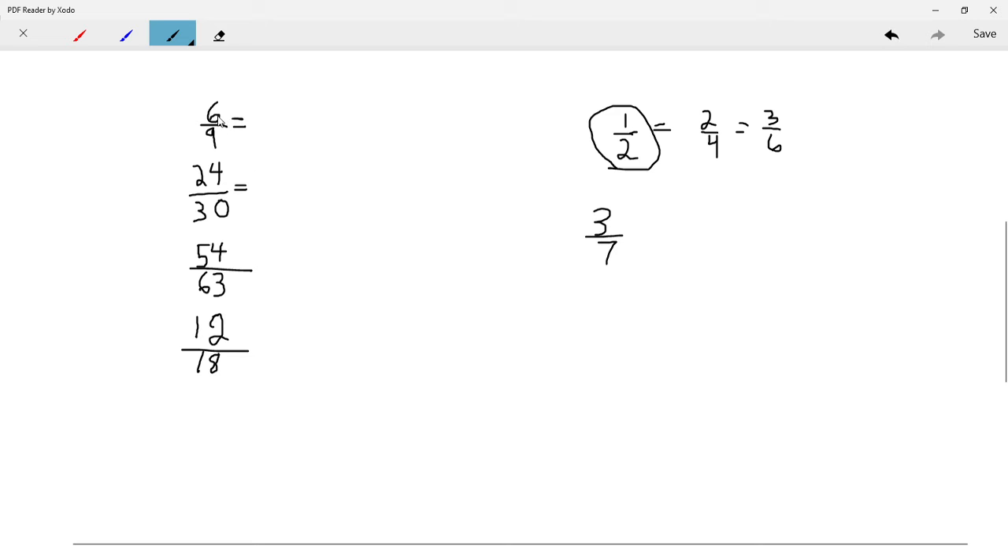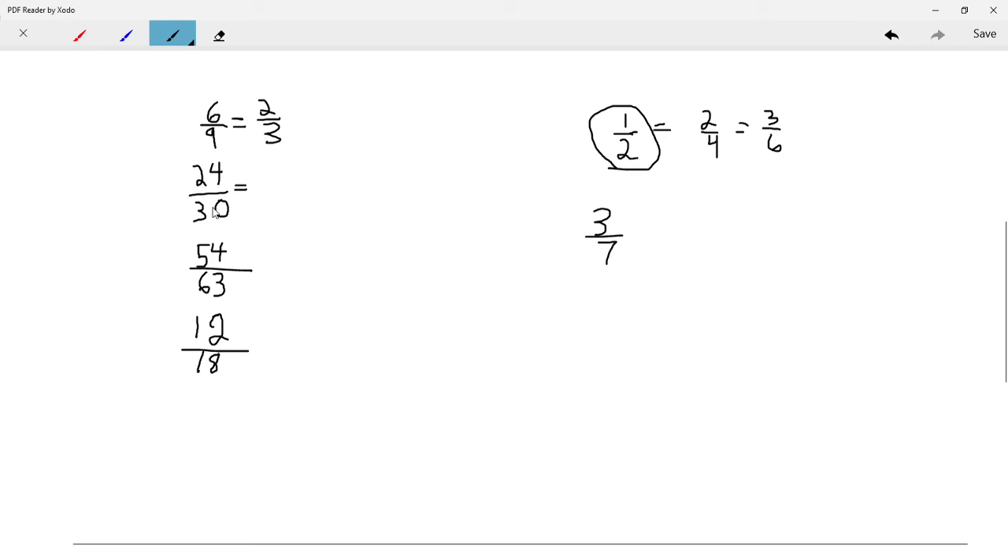Okay, so first we have 6/9. I know that both of these are multiples of 3. That means I can divide both 6 and 9 by 3 and get the reduced fraction. So 6 divided by 3 would be 2. 9 divided by 3 would be 3. So this equals 2/3.